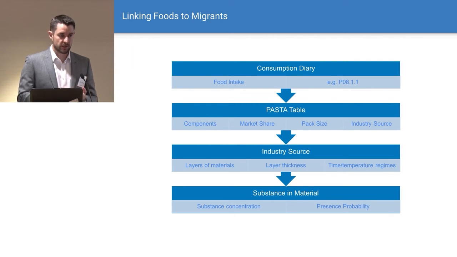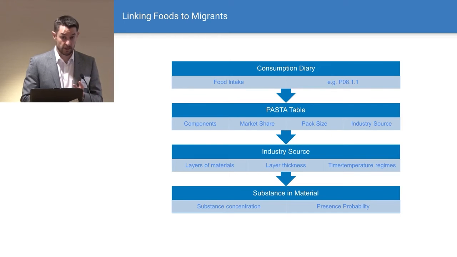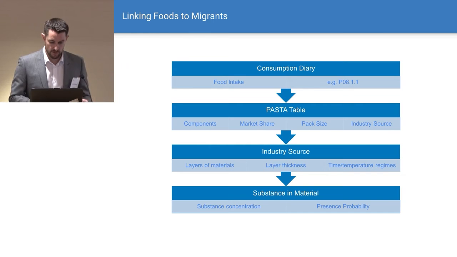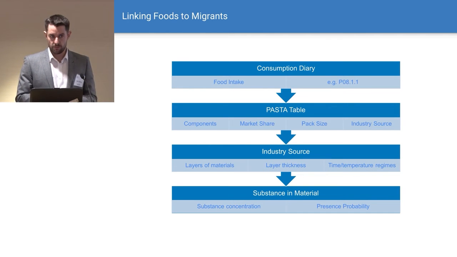And we also said, given that we have different components, what sector of the packaging industry is responsible for it? Is it flexible packaging Europe? Is it the paper and board industry? Is it the metal packaging industry? That tells us, in a decision tree kind of way, what industry source do we go to. So if it was Flexible Packaging Europe, we go to their database, and they gave us thousands and thousands of lines of data on the composition of the different packaging structures that exist in the European market, the layer thicknesses, the materials that were used, and the time temperature regimes that the packaging undergoes.